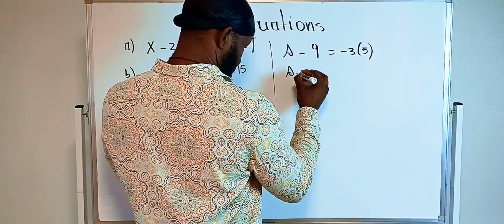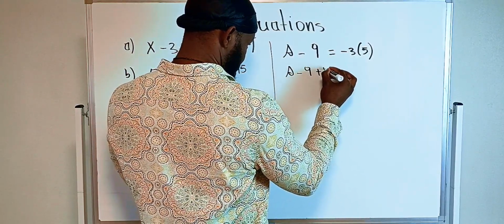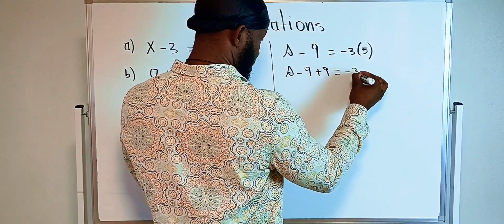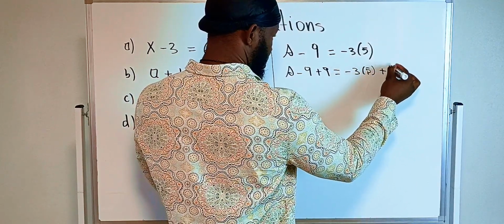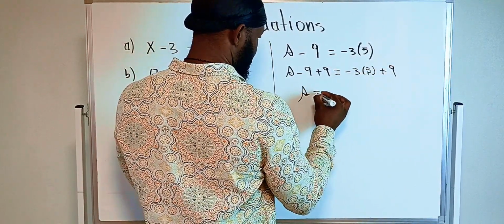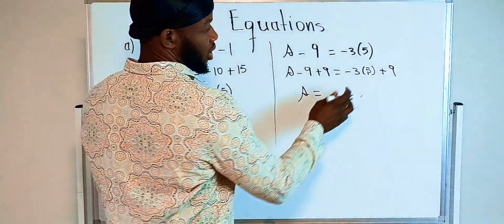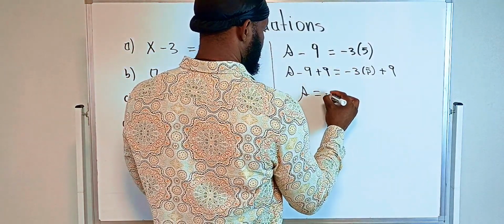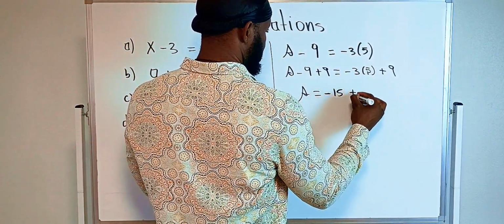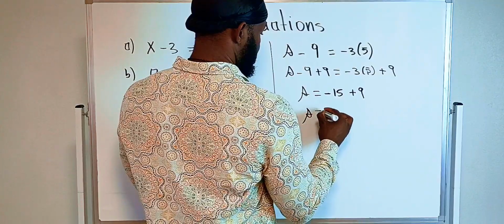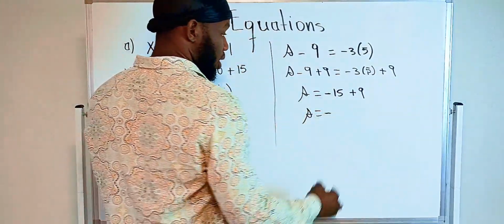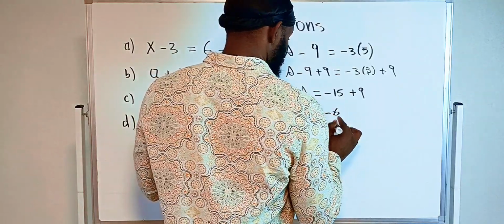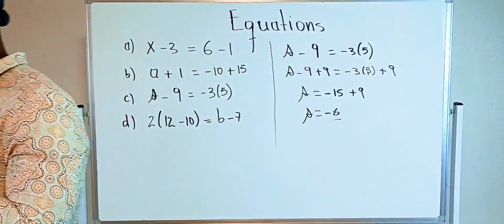Get rid of this 9 by adding 9 to both sides. So right now we've got s equals 3 times negative 15 plus 9. What do we get? Negative 6. So negative 6 is the answer for this.